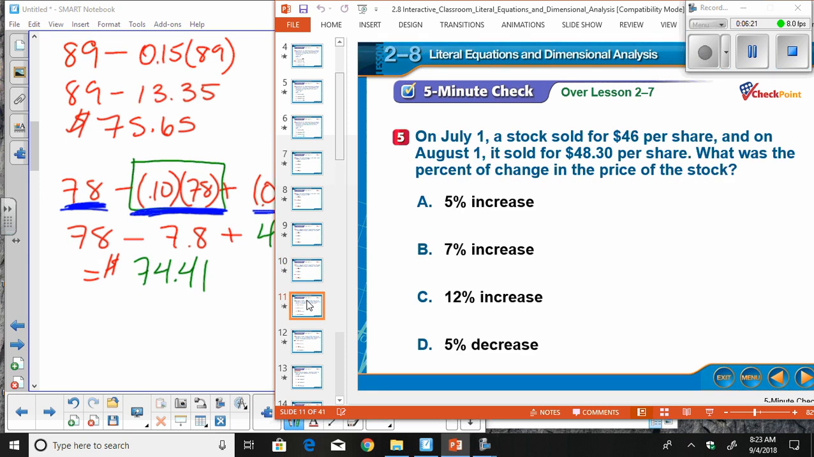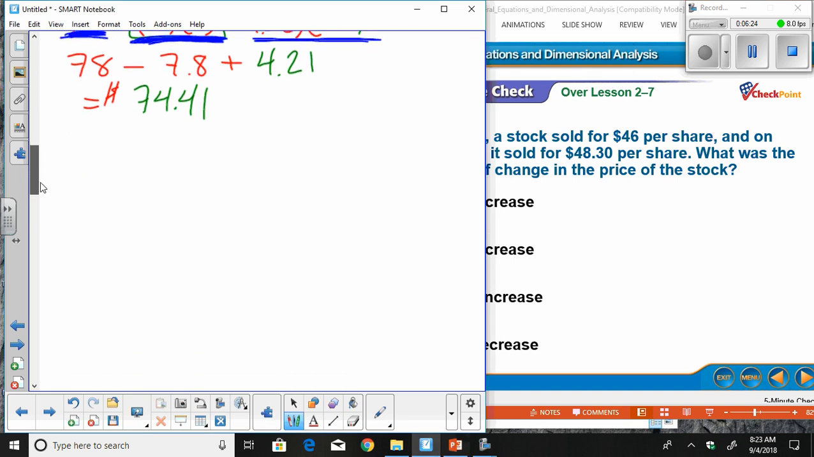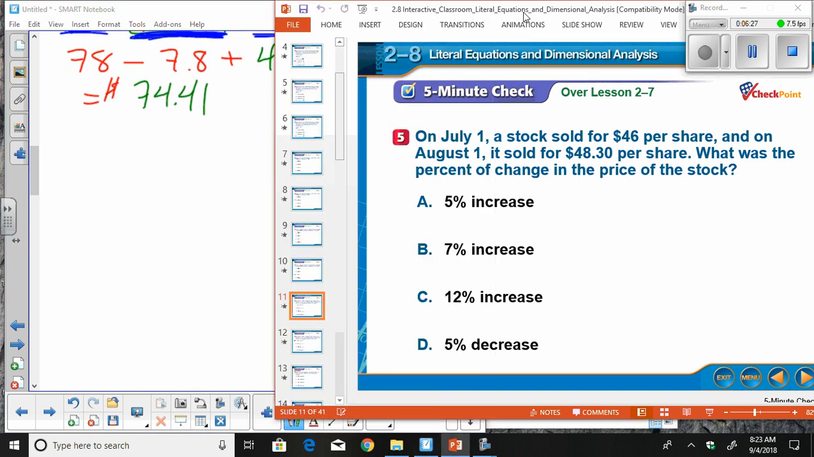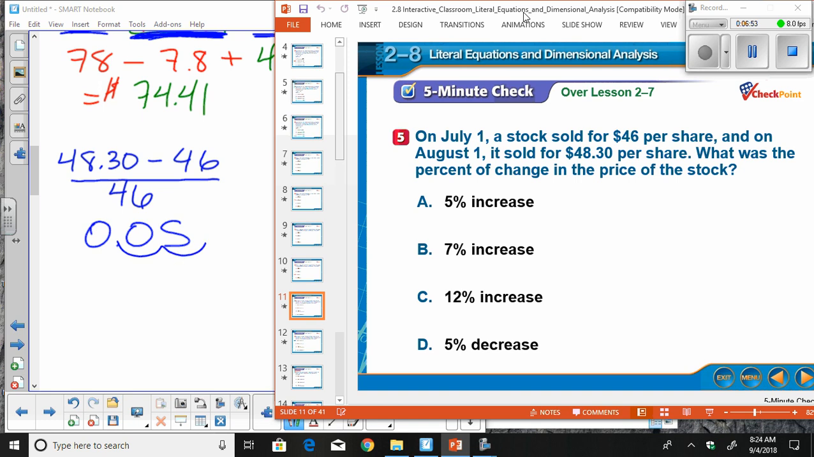On July 1st, a stock sold for $46 per share. And on August 1st, a month later, it sold for $48.30 per share. What was the percent of change in the price of the stock? We'll take the bigger one minus the smaller one and put it over the original of 46. So we have 48.30 minus 46 divided by 46, and we get 0.05. Move our decimal 2 places, and we get 5%, and 46 to 48 is an increase. So a 5% increase, so it should be A.